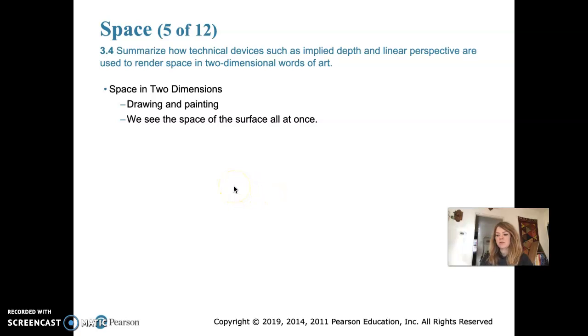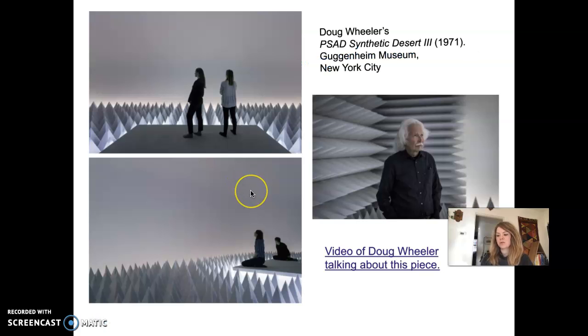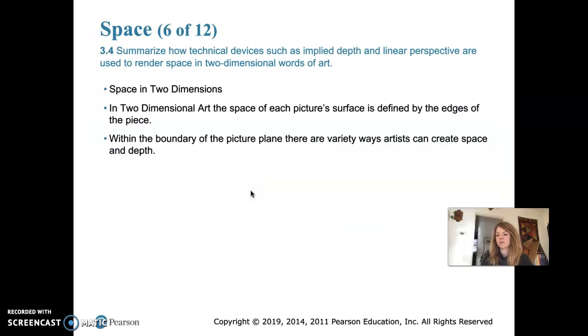We see the space of the surface and the surface of the picture plane all at one time. So with drawings, prints, photos, painting, each space, surface, or picture plane is defined by the edges of the piece. Within the boundary of the picture plane, there are a variety of ways artists can create depth in the picture plane. So that's one of the things that artists really have to deal with, is that they have a flat surface that they're trying to make into a three-dimensional surface.